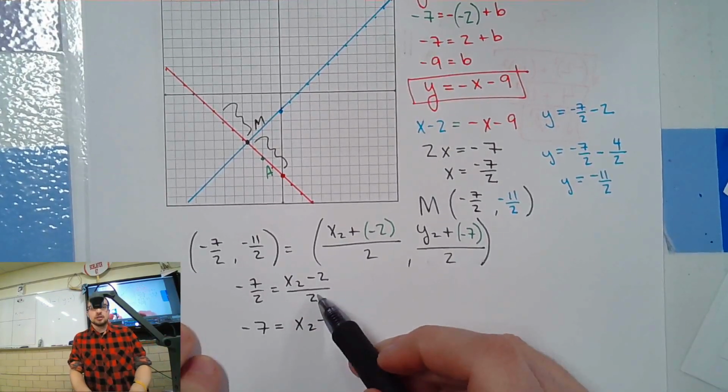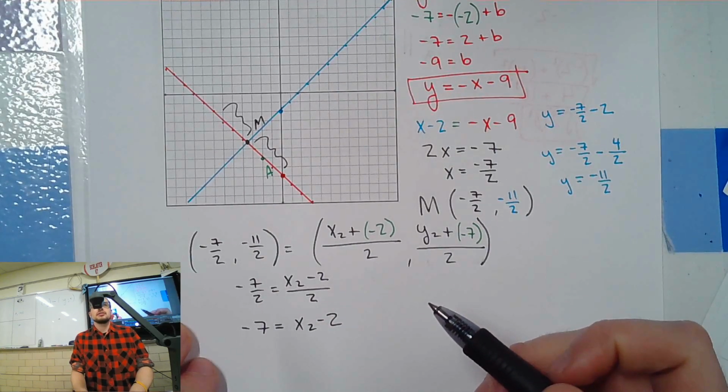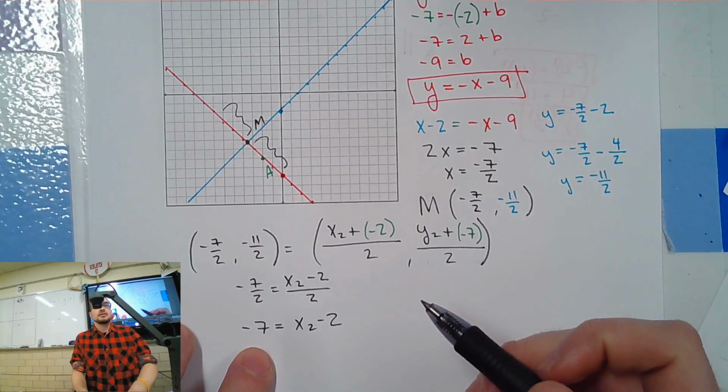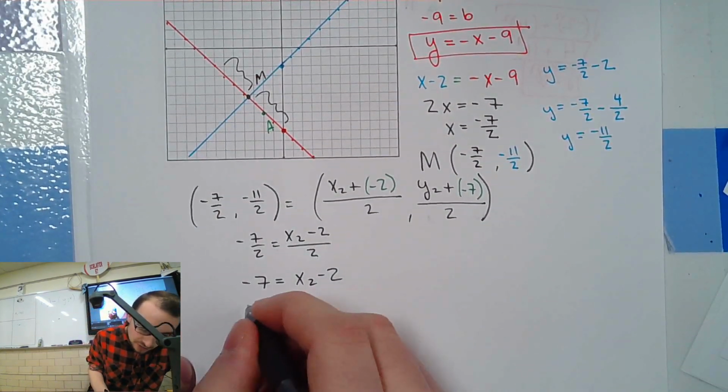Well, this cancels, because that's what we did, right? And then on this side, it's negative 7 divided by 2 times 2. Don't division and multiplication cancel? So I just get negative 7. Our fractions are gone. That's good. I'm going to add 2 to that, and then I get negative 5.